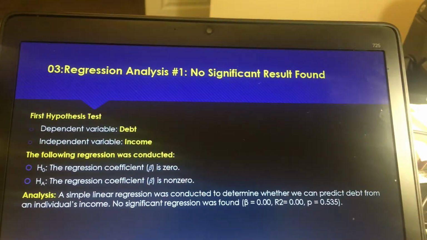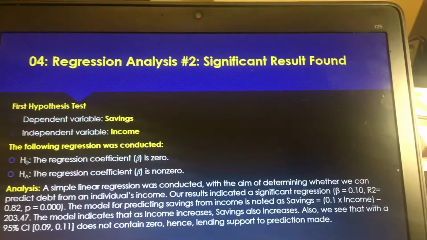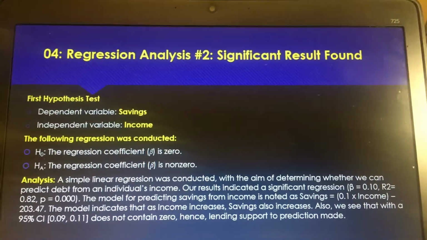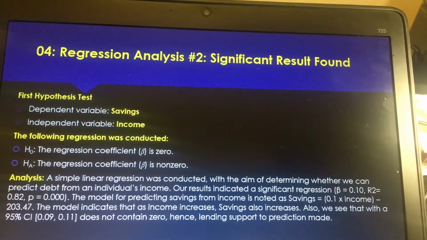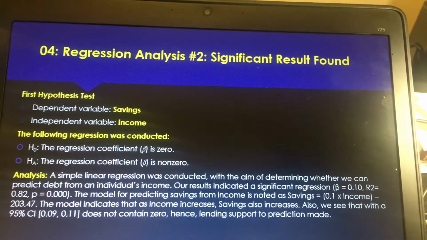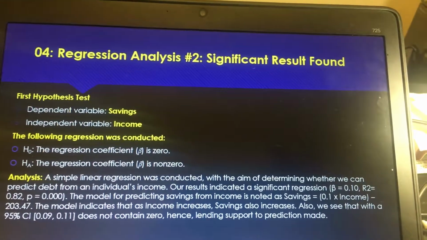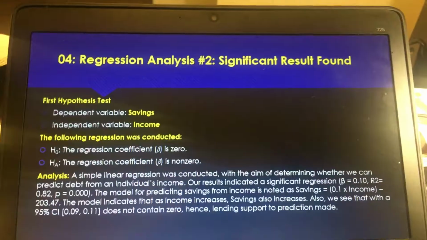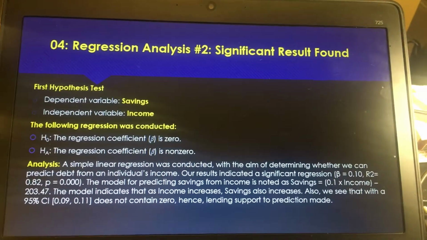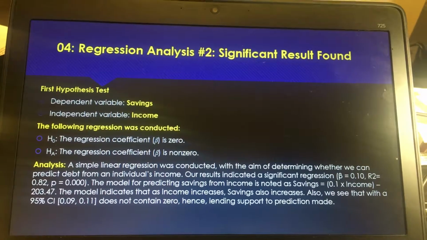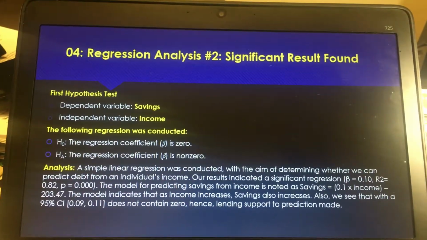The other test looked at two variables. Here we're looking at savings and income. Again, we stated our hypothesis to say that the regression coefficient is 0. We also stated the alternative hypothesis to say that it's non-zero, and we conducted another test using SPSS, and you can see from our analysis that there were very strong significant results found.